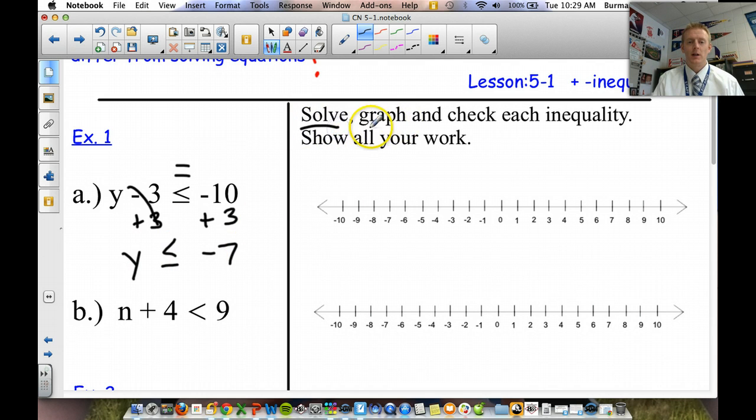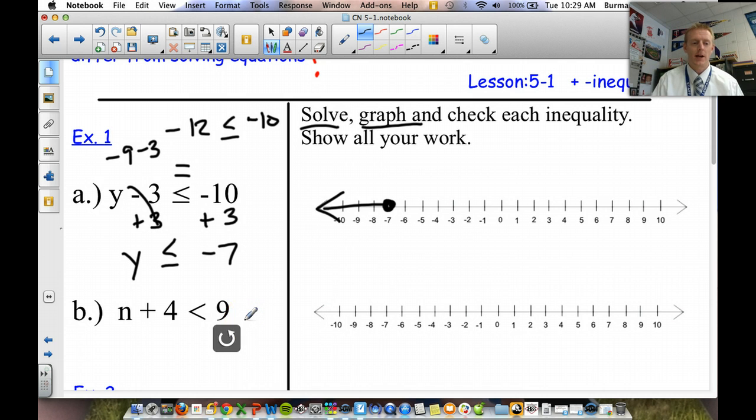So we've solved. Now we're going to graph. So when we graph, we're going to say y is less than or equal to -7. We have a closed circle at -7 because it's an or equal to, and everything less than it. So if I were to plug in any number less than -7, like -9, -9 minus 3 is -12. -12 is less than or equal to -10. We know it works. Okay, that's an easy way to check.